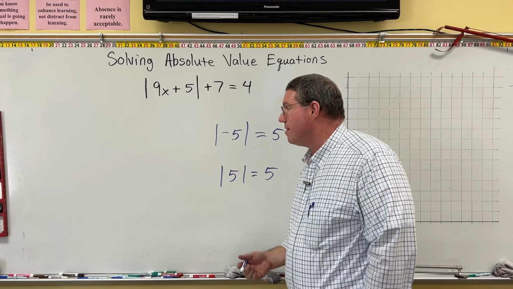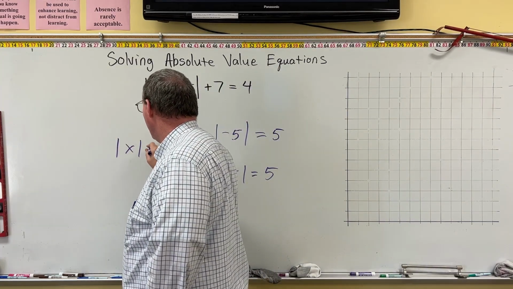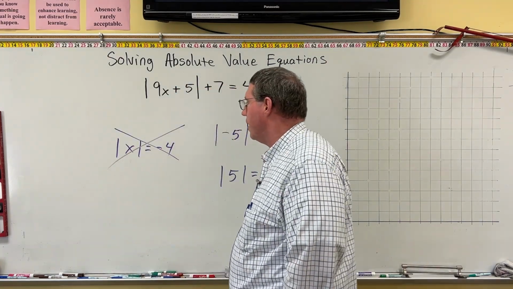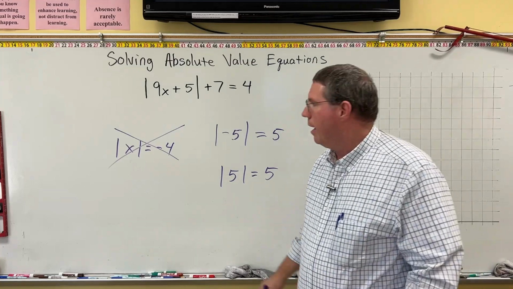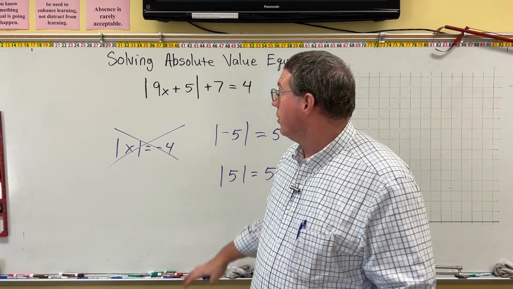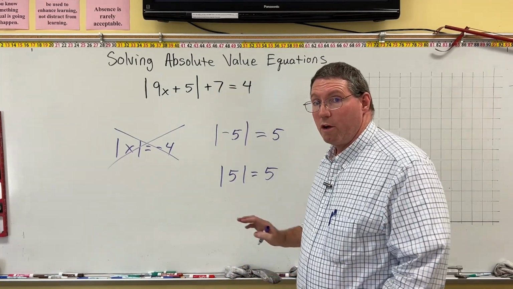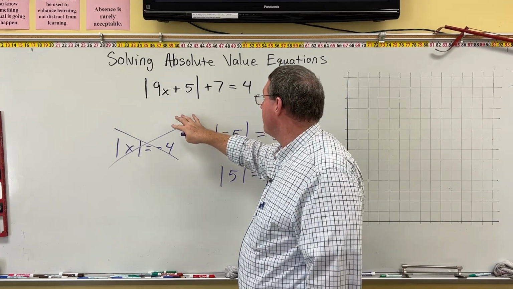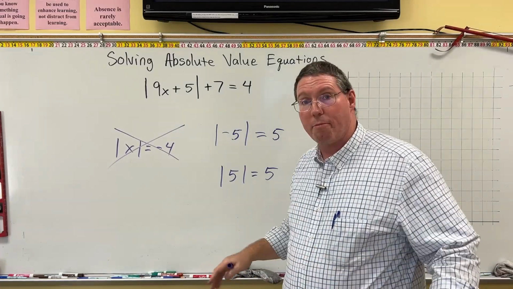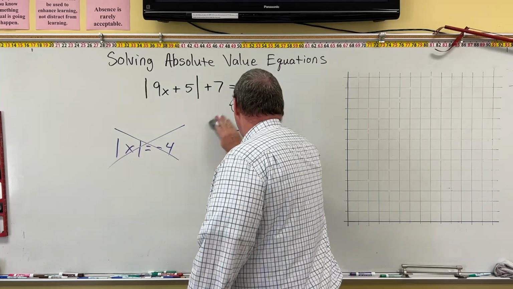And I want to show you something that cannot be true. If somebody said that the absolute value of x was equal to negative 4, this cannot be true. There is no solution to this because we can't have an absolute value equal to a negative number. You have to remember that, because when you're solving absolute value equations, if you ever get to a point where the equation says that the absolute value of something is equal to a negative number, it's automatically no solution. You can stop the work and just say no solution. Okay? So let's do this example here.